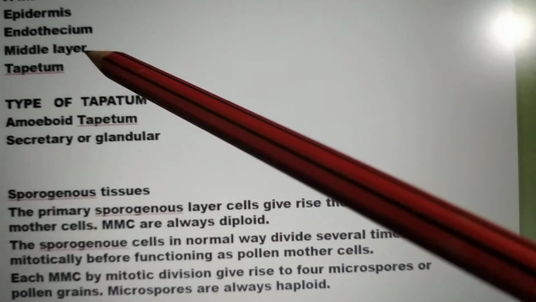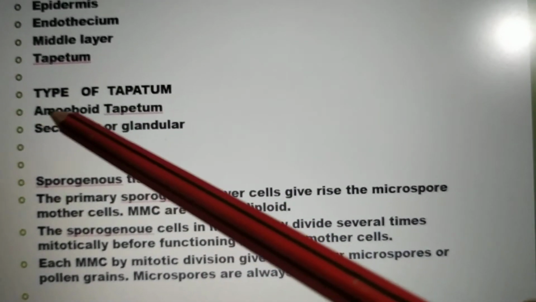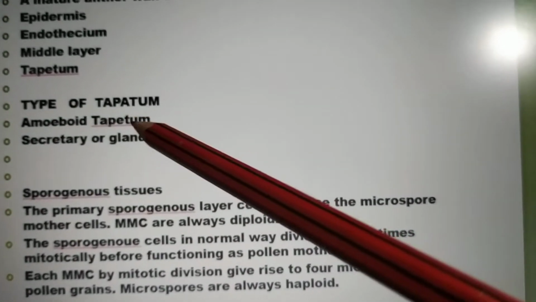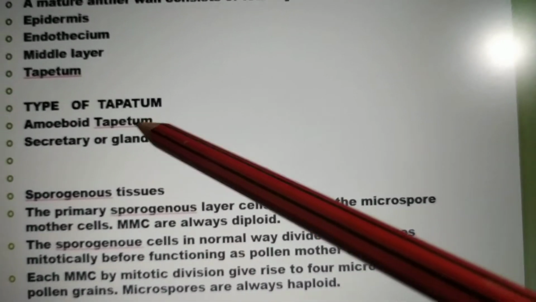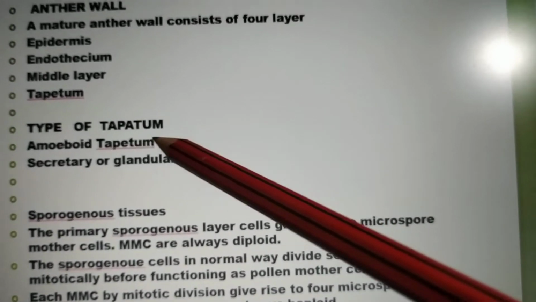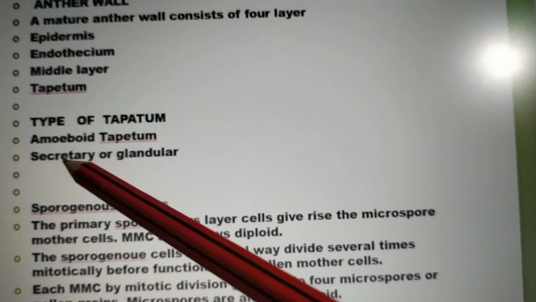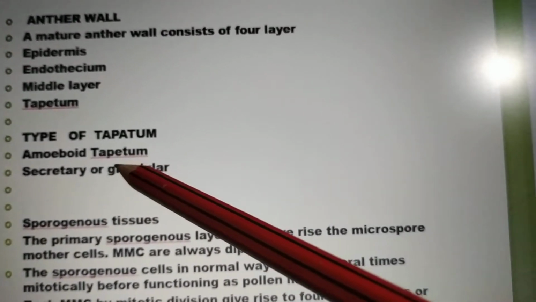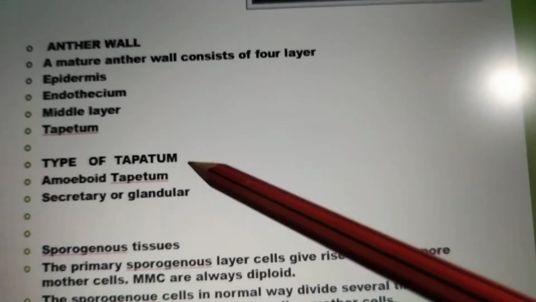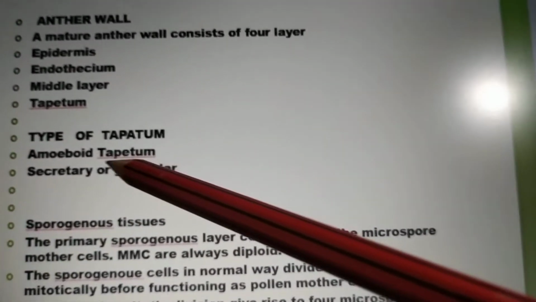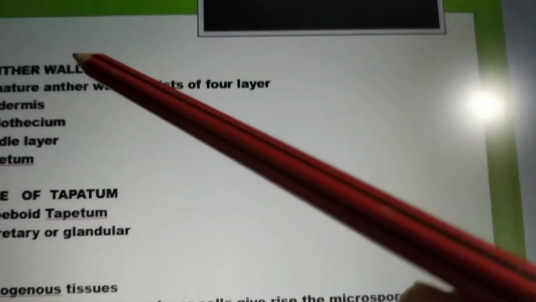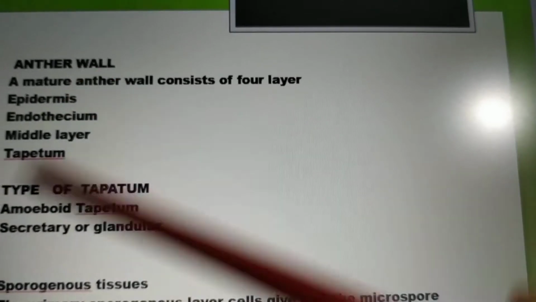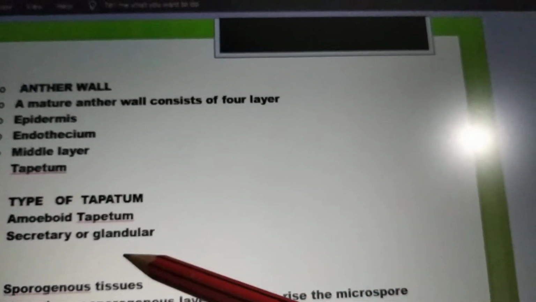This tapetum layer is the innermost layer, and it is of 2 types. One is amoeboid type and the other is secretory type. Amoeboid type means it can form projections and can penetrate into the sporogenous tissue to provide nutrition. And secretory or glandular type forms glands and some kinds of secretion that help in the development of spores inside the microsporangium. So the anther wall derived from primary parietal cell is differentiated into 4 layers, and the innermost layer is called tapetum.